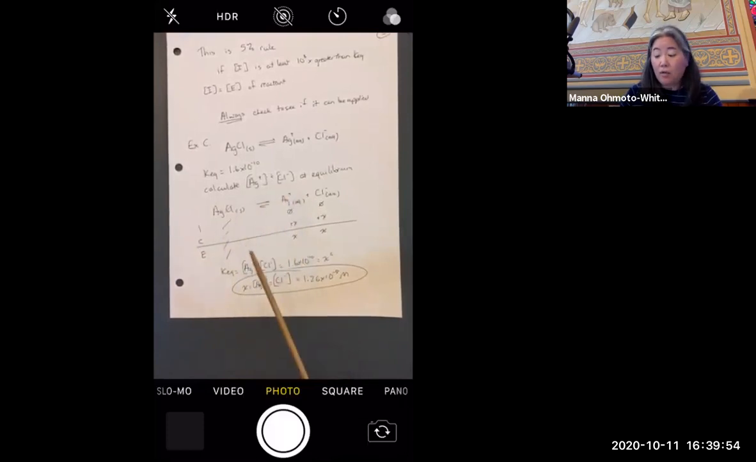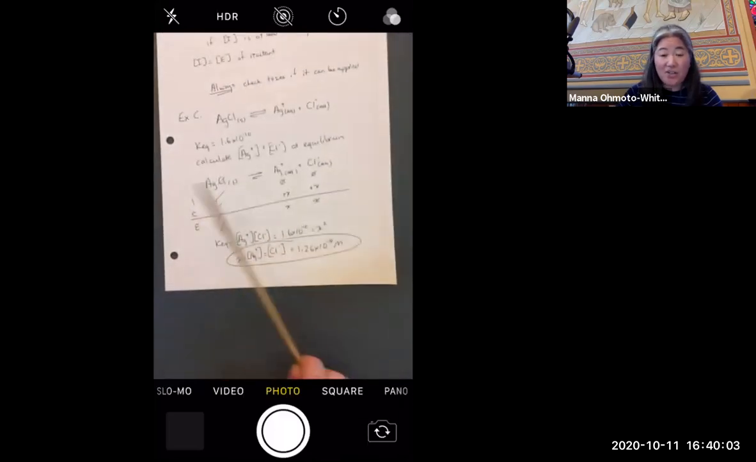Well, I write my Keq value, which is silver ion concentration times chloride ion because those are aqueous, but I X out my silver chloride because that's a solid. So all I have are the concentrations of my aqueous ions, and that equals 1.6 times 10 to the negative 10th. That equals x squared, and each value is my silver and my chloride concentration because for every mole of silver chloride that dissociates, I create a mole of silver ions and chloride ions, and that becomes 1.26 times 10 to the negative 5th. That's a really, really small amount.